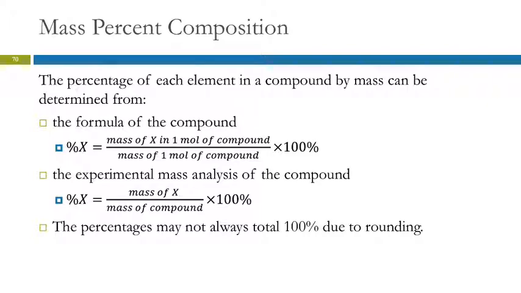In practice, it doesn't always come out to be exactly 100%, because if you're doing it from the formula of the compound, there could be rounding issues with how you rounded your results. With an experimental value, there could be uncertainty issues with your masses. Okay, so if you add them all up, they should come out very close to 100.